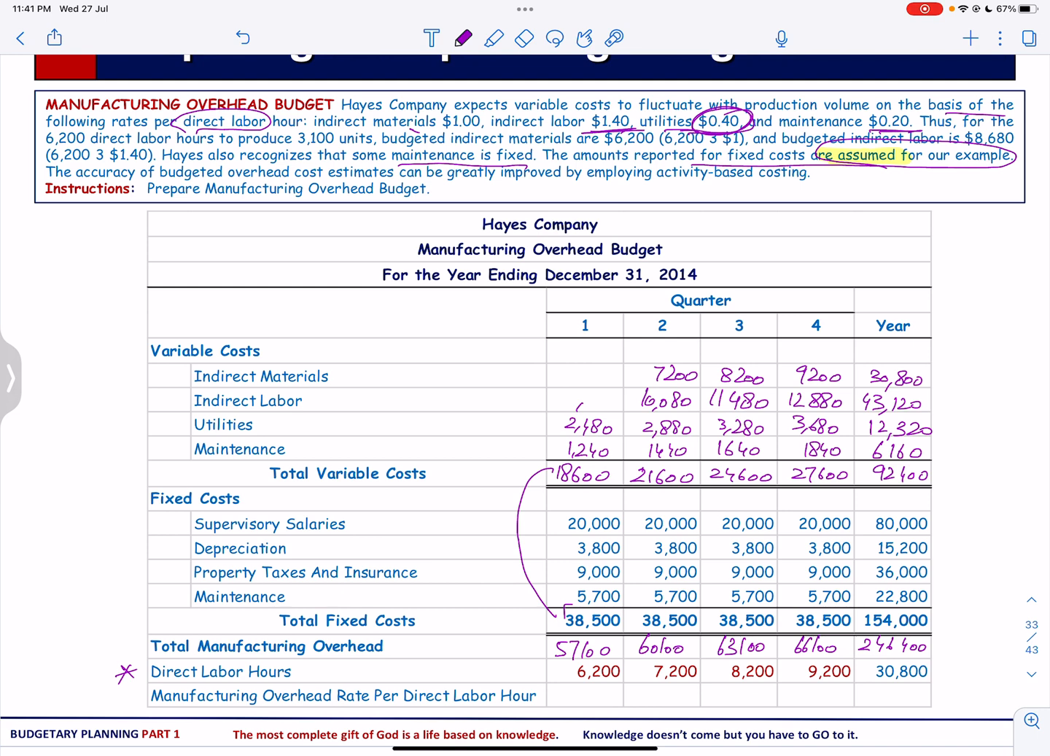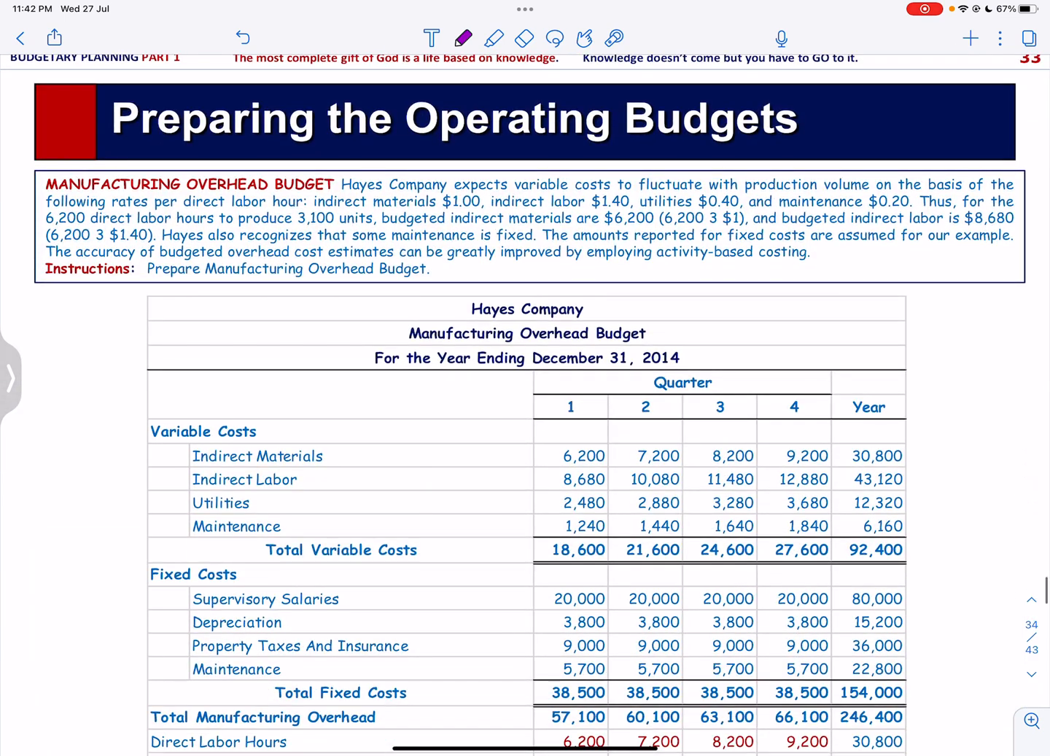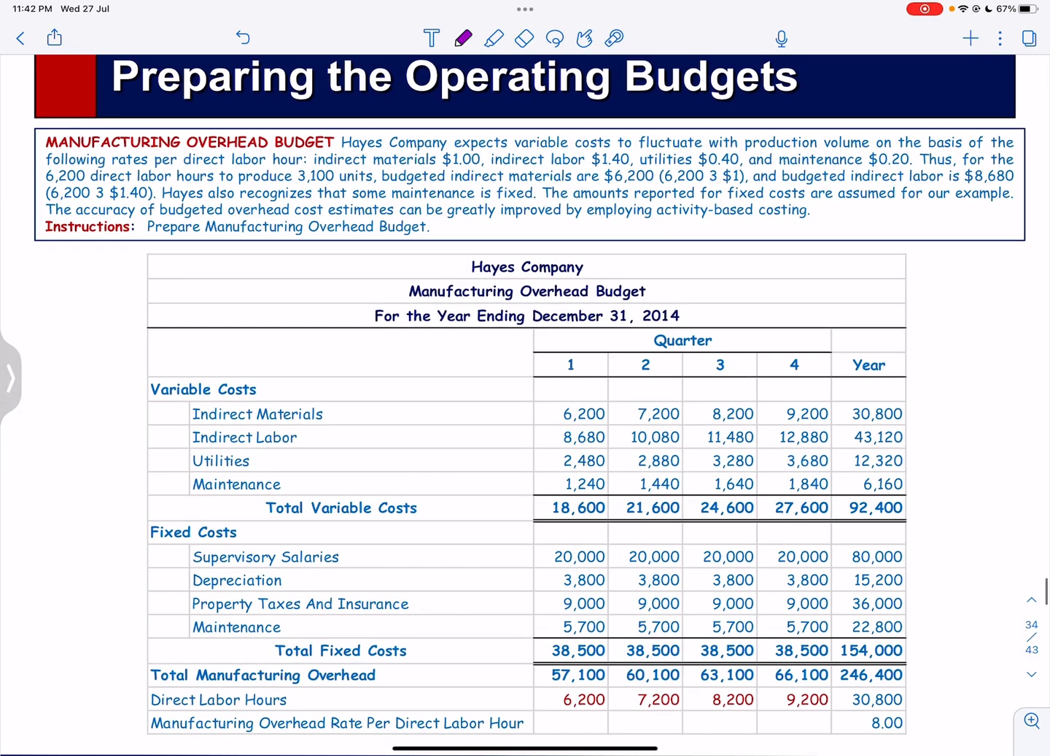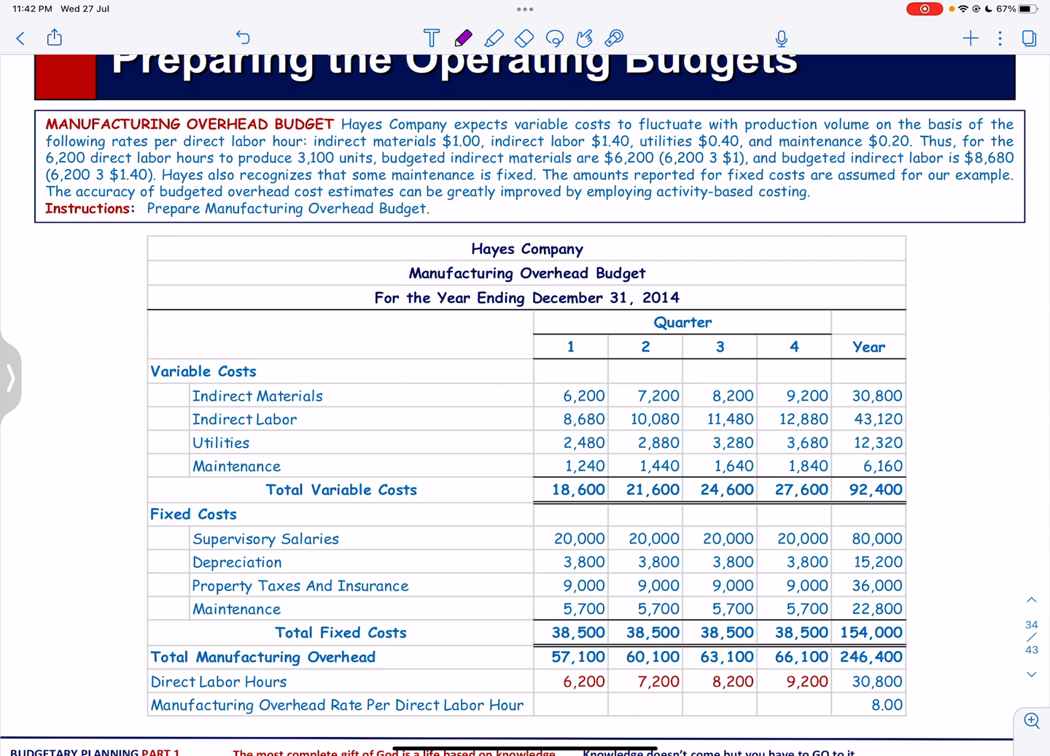And manufacturing overhead rate per direct labor hour, so we have the total cost of 246,400 and the total direct labor hour is 30,800. So once you divide, this will be equal to 8. So manufacturing overhead rate per direct labor hour will be 8. Once again, you can see the calculations are put in an Excel sheet for your convenience to read.